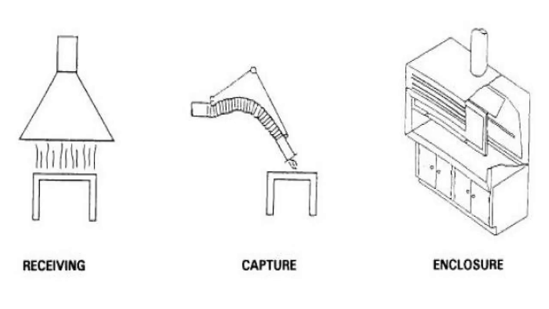Finally, chemical fume hoods have 3 shapes: receiving, capture and enclosure shapes. And all of these shapes are used in chemical and biological labs.